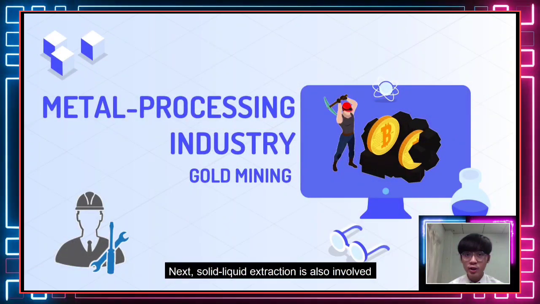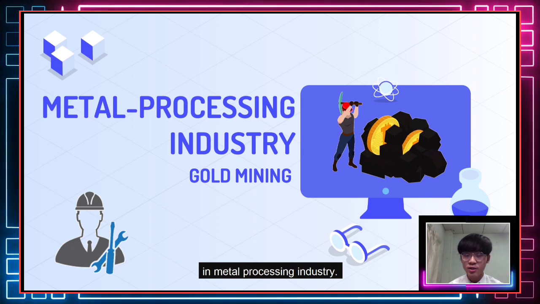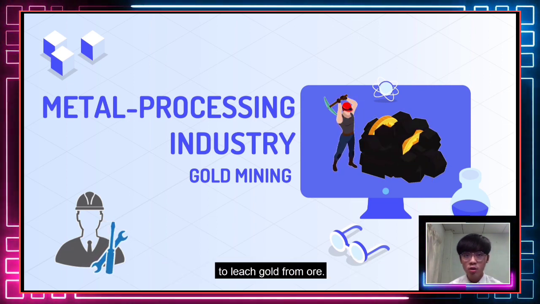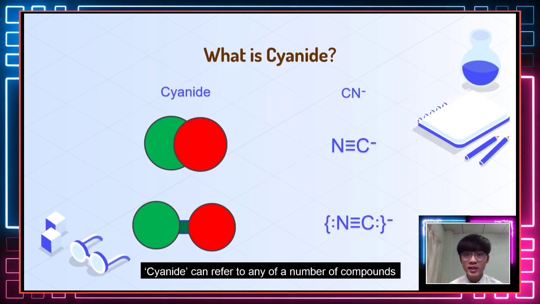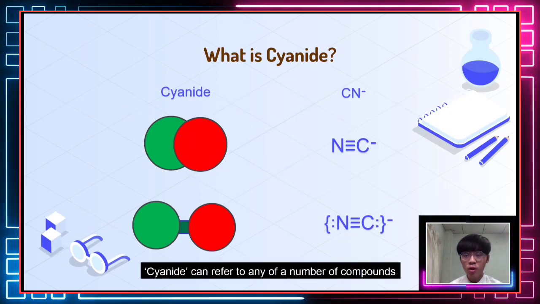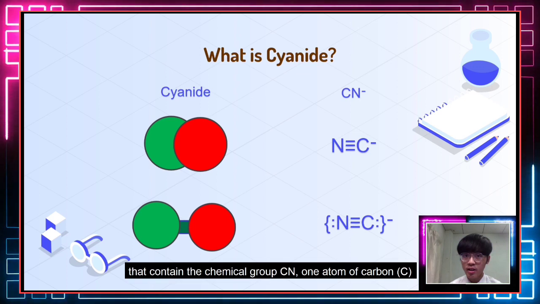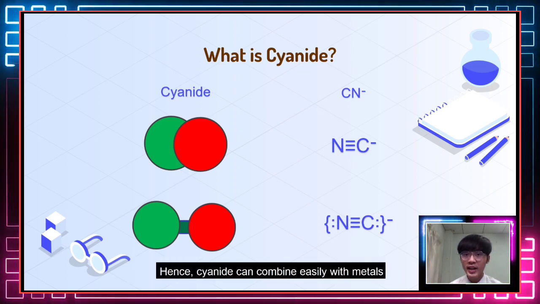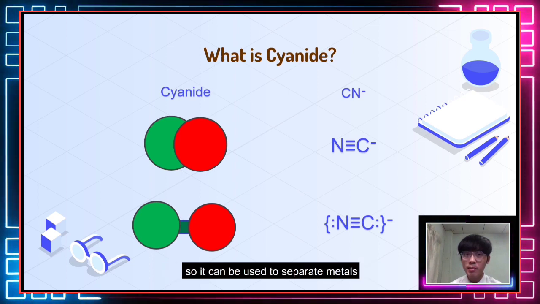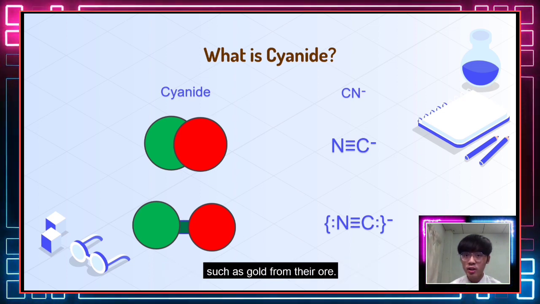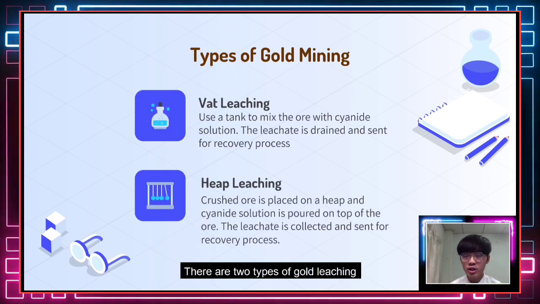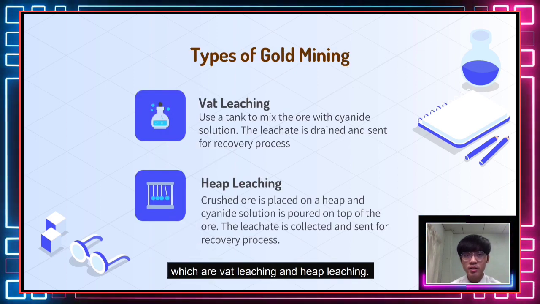Next, solid liquid extraction is also involved in the metal processing industry. One of the applications is using a sodium cyanide solution to leach gold from ore. Cyanide can refer to any of a number of compounds that contain the chemical group CN, one atom of carbon and one atom of nitrogen. Hence, cyanide can combine easily with metals, so it can be used to separate metals, such as gold, from their ore. There are two types of gold leaching, which are wet leaching and heap leaching.